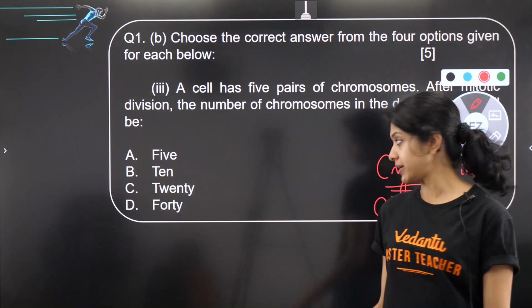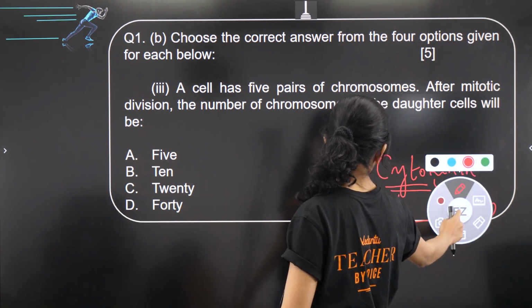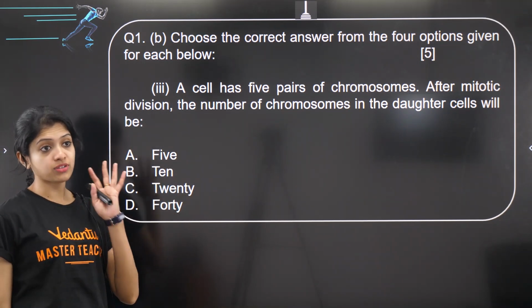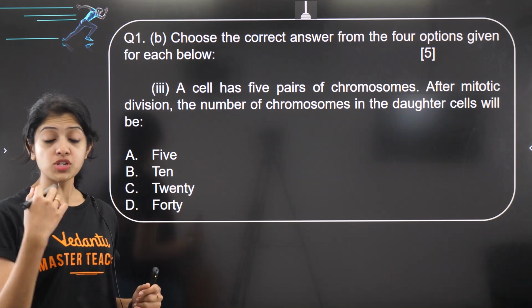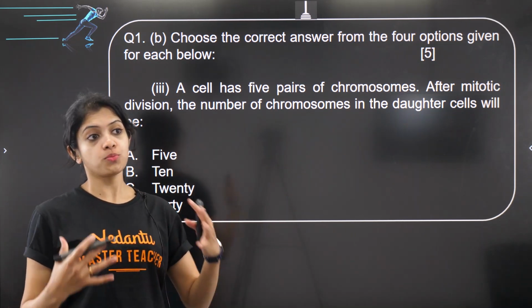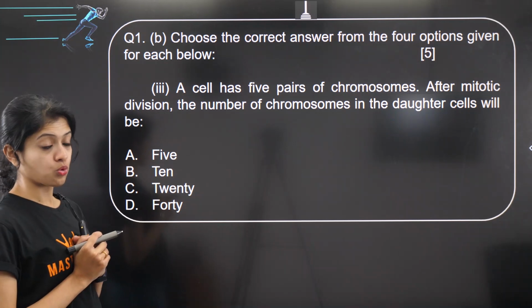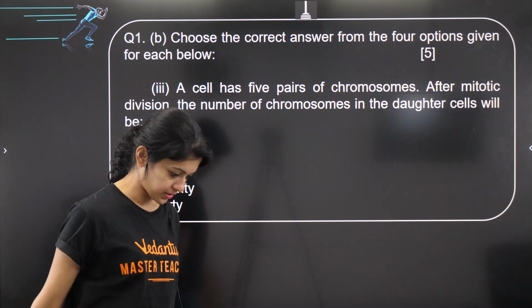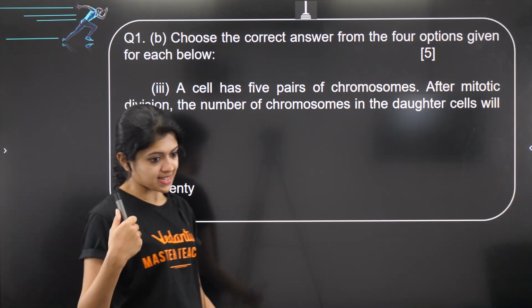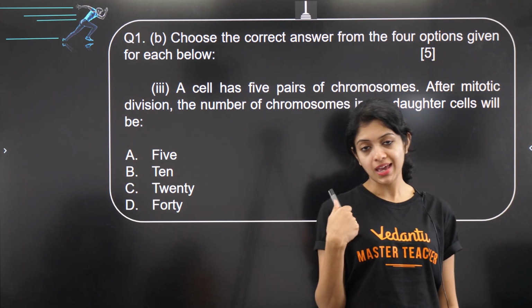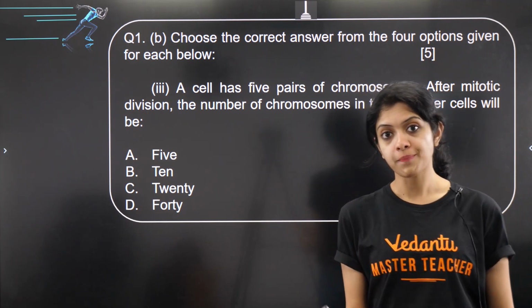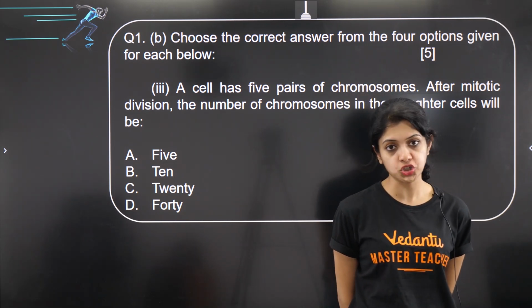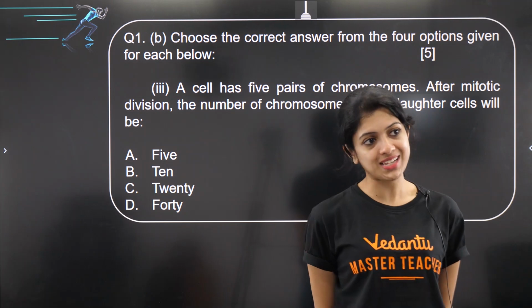Now, question number 3. All right. A cell has 5 pairs of chromosomes. After mitotic division, the number of chromosomes in the daughter cells will be which of these? Do you think it will be 5, 10, 20 or 40? Yes, this again takes us back to those sessions that we discussed at the start of the launch of our ICSE series, which is all about cell cycle and cell division, mitosis, meiosis and all of those stages.